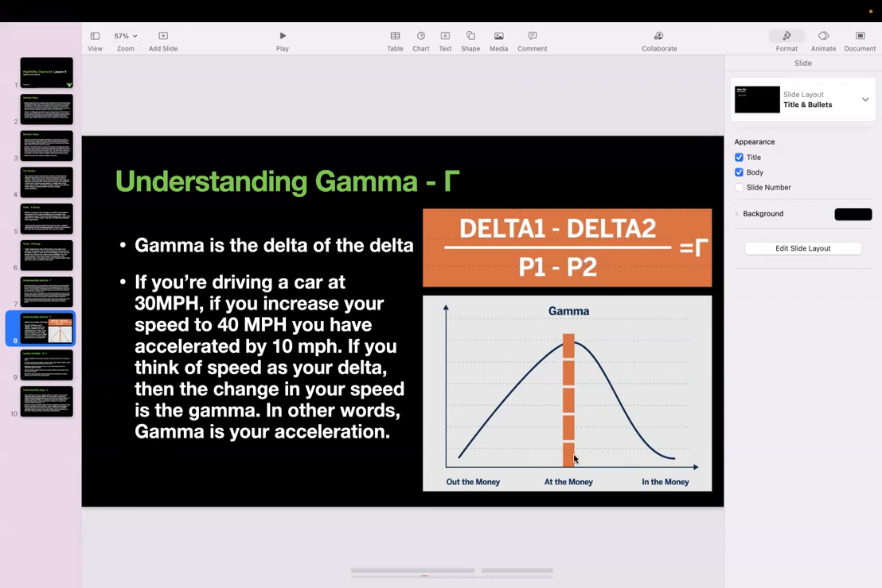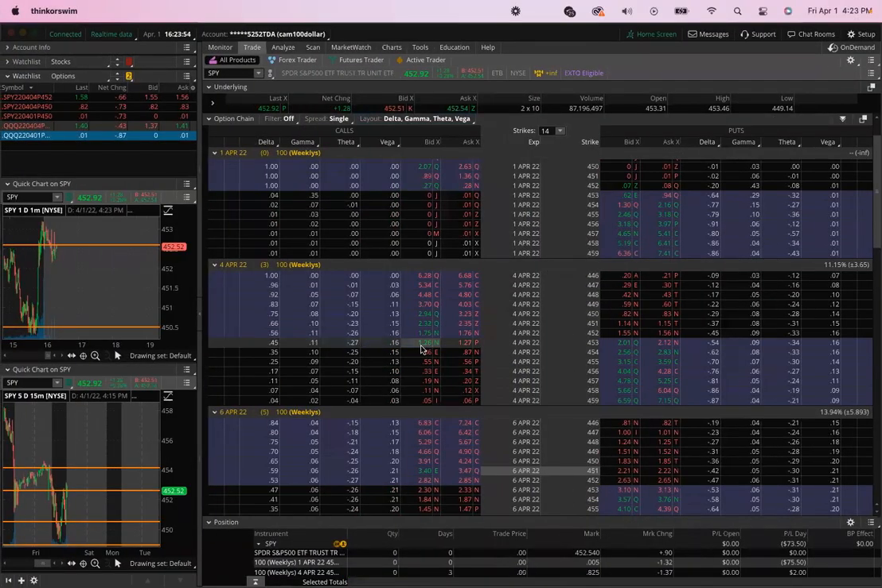So gamma is going to be the highest at the money, and it's going to be the lowest out of the money and in the money. And we'll actually take a look at that right now. If we look at delta, gamma, theta, vega, gamma right here you can see is the highest, 10, 11, 10, 10, right at the money. At the money just means pretty much these two right here. And then in the money, gamma essentially goes to 0, 0.2, 0.5, down here 0.2, 0.4, right? So gamma is the highest right here.